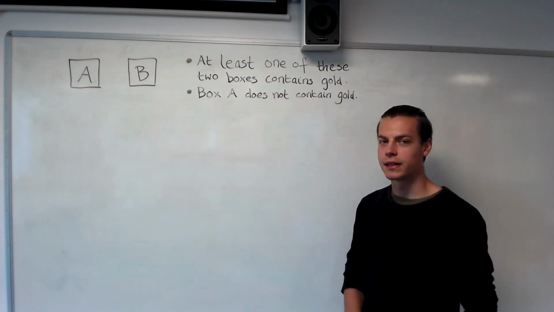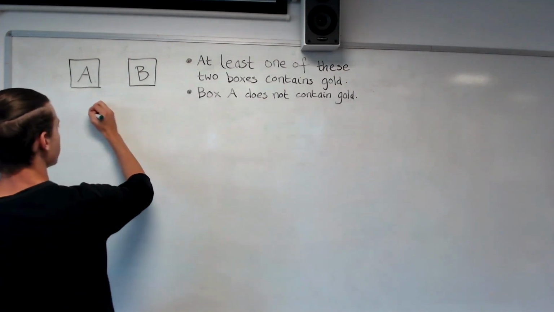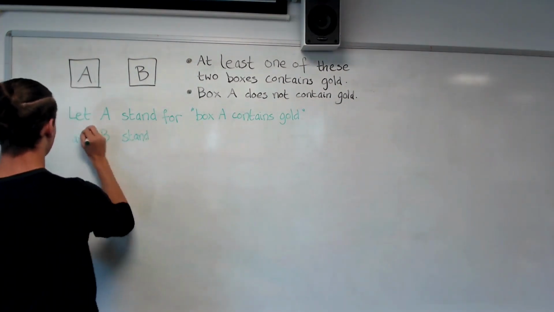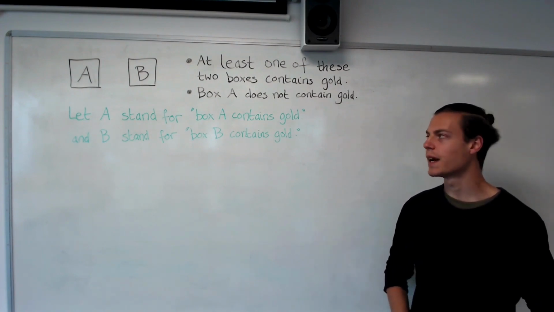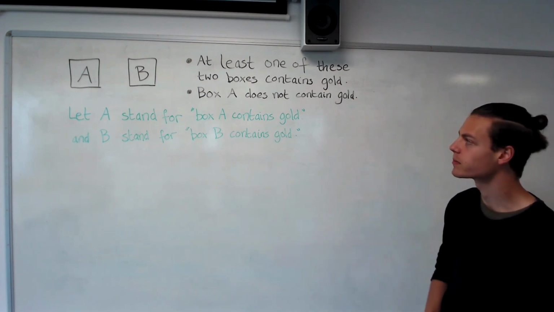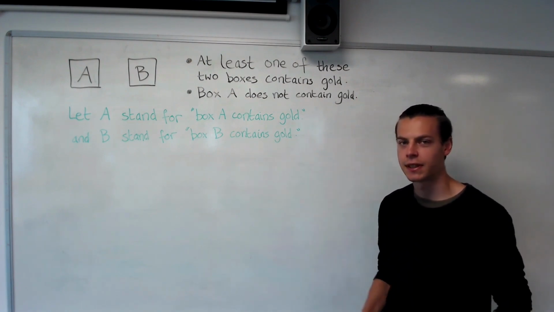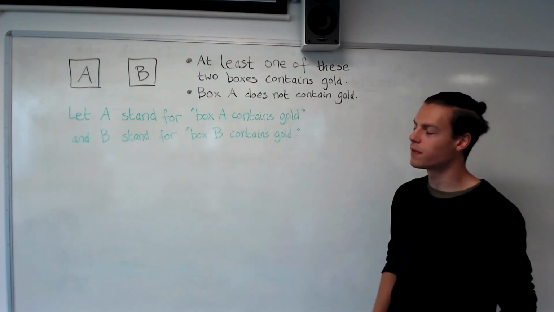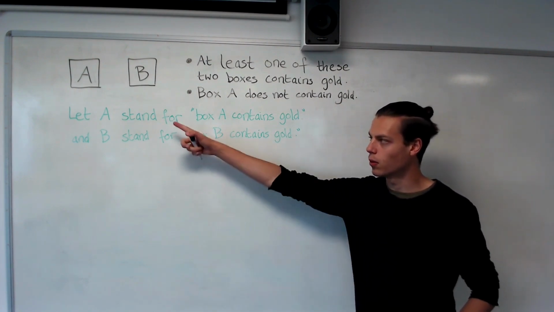So let's start by defining some variables. Okay, so let's say that A stands for box A contains gold and B stands for box B contains gold. Okay, so now we can convert our 2 statements into propositional logic, right? So our first statement, at least one of these 2 boxes contains gold, well, that tells us A or B.